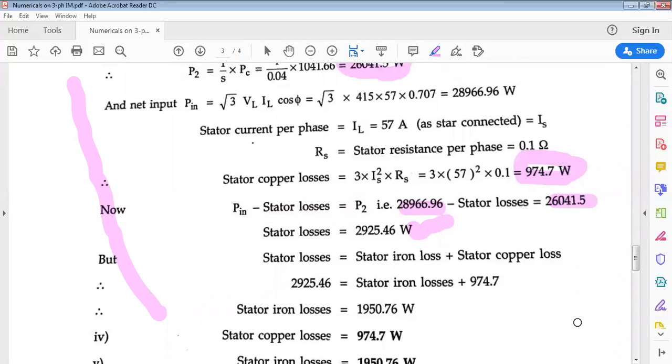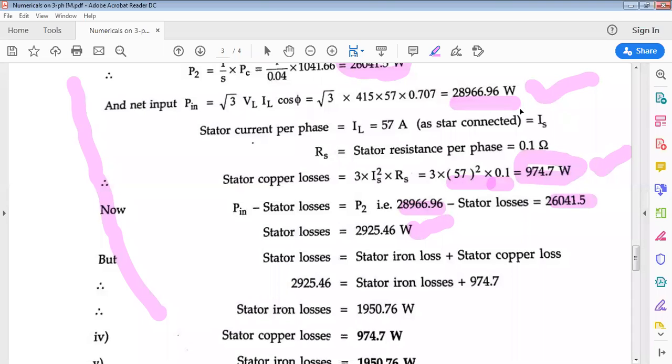Read it. Very easy sum. Only in the formula you have to go on putting values. Input you can calculate because VL and IL are given. Again, winding resistance is given, star connection, so IL and IPH are the same, so IL is given, so using that you can calculate stator copper loss.